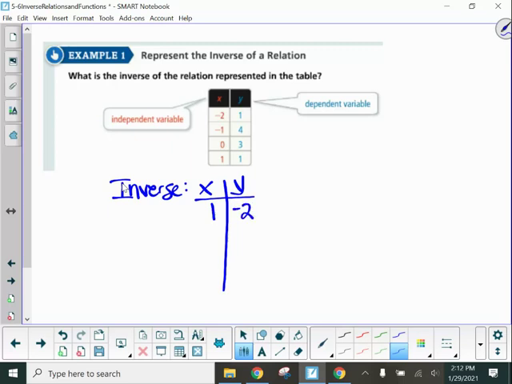Instead of -1, 4, we're going to have 4, -1. Instead of 0, 3, we're going to have 3, 0. And then 1, 1, when you reverse that, is going to stay 1, 1. So this is the very basic idea behind an inverse. Notice that your x is your independent variable, your y is your dependent variable, and they basically just swap. So the independent becomes dependent and the dependent becomes independent.